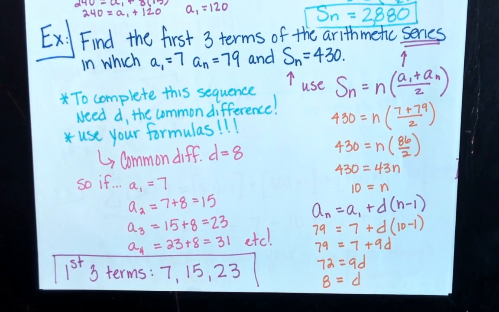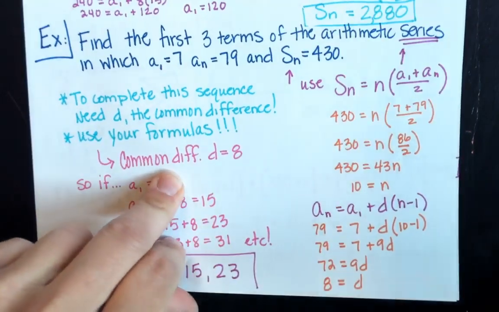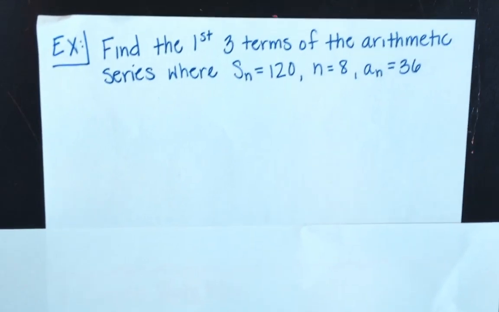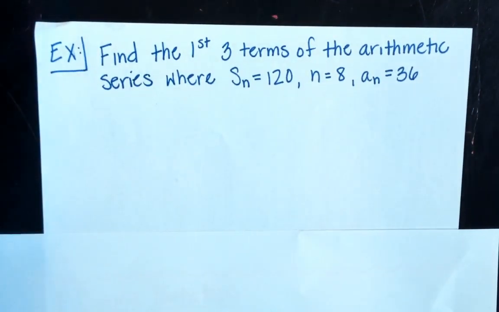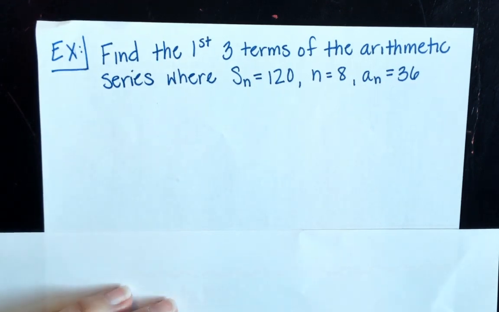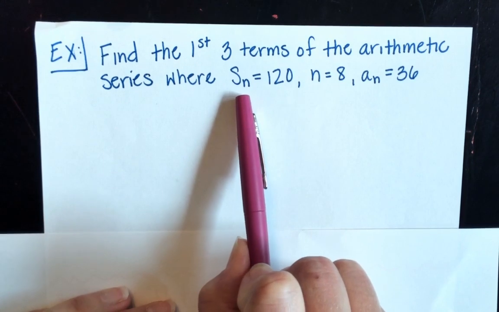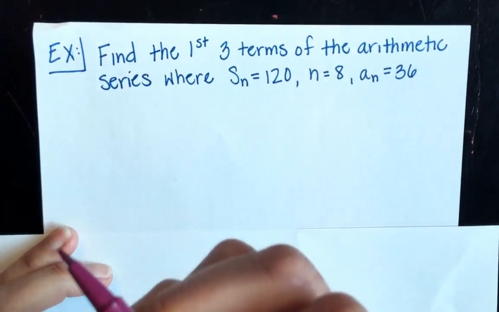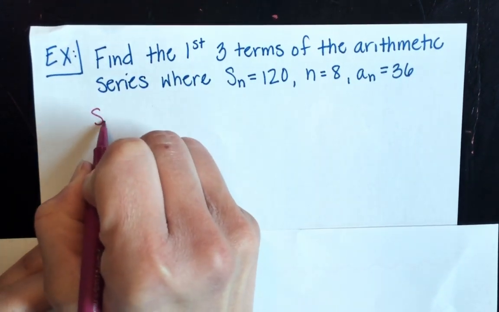All right, let's take a look at what would be our last example. Same question. Find the first 3 terms of that arithmetic sequence. The minute I see S sub n, I'm going to go ahead and use that formula.